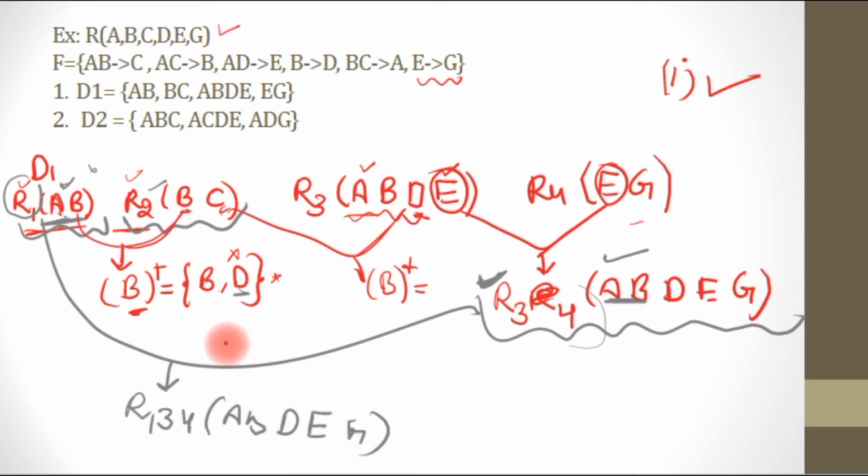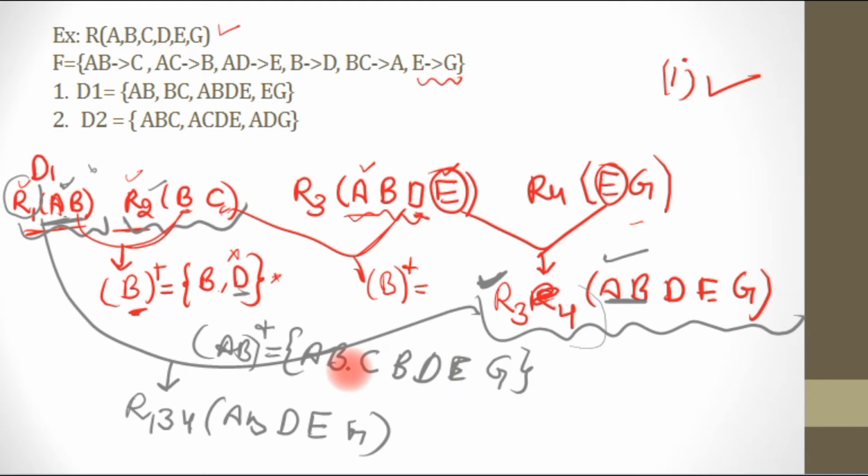And moreover, AB can determine all the attributes of the relation R3, 4 also. Let's check. AB determines C, AC determines B, B determines D. So AD determines E, and E determines G. So can you see AB determines all the attributes of R3, 4. So that's why we can say AB is the super key of both the relations. So we can combine these two relations also.